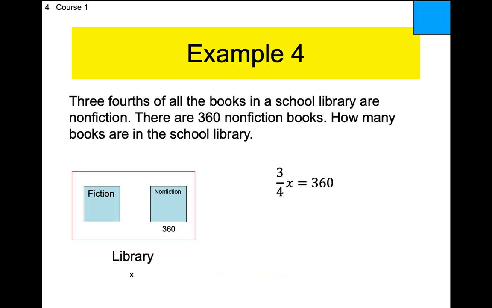All right, now let's solve this puppy. Where's X? Left side. What's attached to it? 3/4. How is it attached? Not by division, by multiplication. How do we get rid of multiplication? Division. So what are we going to multiply both sides by? 4/3, the reciprocal.